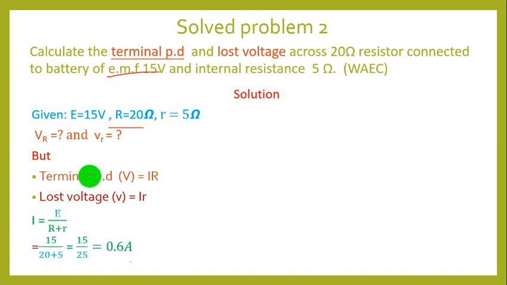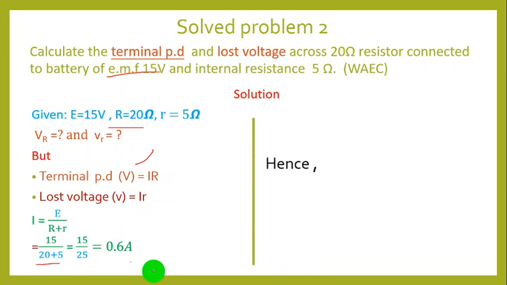So just substitute the value of electromotive force given in the question, which is 15 volts, divided by big R, the same thing as 20 ohms. That is what I'm having in this case. Then we have plus internal resistance, which is the same thing as 5. Simplifying this, you are going to have the value of I to be the same thing as 0.6 ampere.